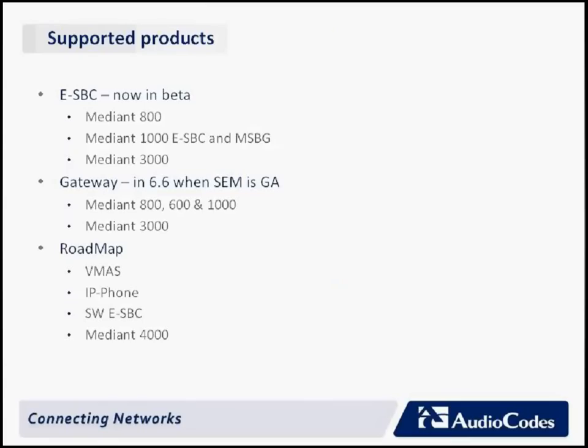So today, the SEM is in beta. It's going to be GA in the July timeframe when we release version 6.6. Today, as I said, we support SBC, Mediant 800, 3000, 1000. In 6.6, which is supposed to be released around July, we are going to support gateways as well. In the roadmap, we are going to add AudioCodes IP phones and also the VMAS, which is the mobility solution that we have, and the Mediant 4000, which is a large SBC.